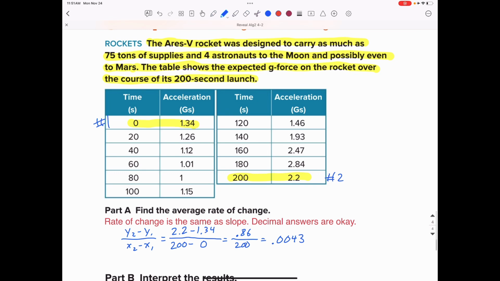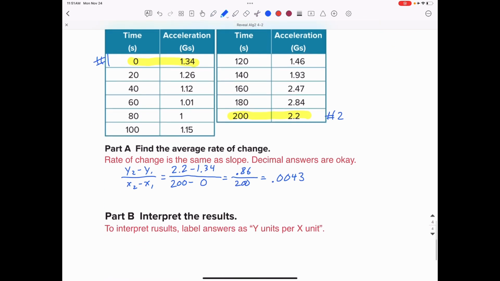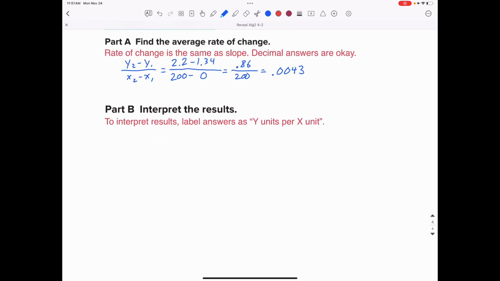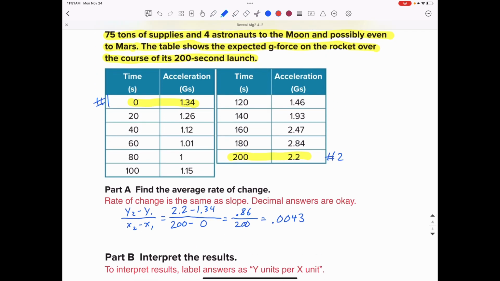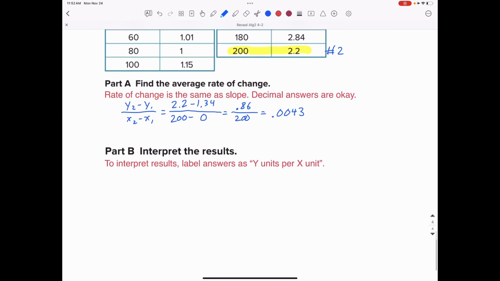But part B has you interpreting the results. To interpret the results of an average rate of change, we're going to label the units as y units per x units. Our y units is our acceleration in g's, and our x units is time in seconds. So I'm going to say that our label is going to be 0.0043 g's per second.